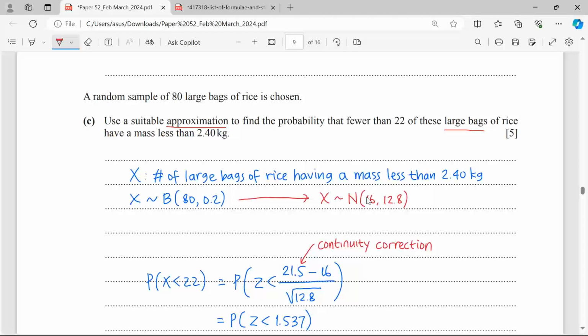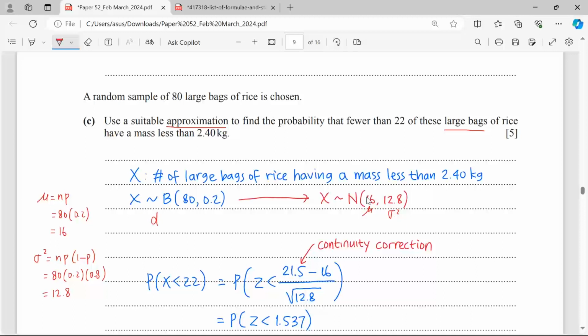For the mean here, you use the mean value for binomial. So mu is actually n multiplied by p, which is 80 multiplied by 0.2, and we get 16. So here the mu is 16. For the sigma square, for binomial, it is np multiplied by 1 minus p. So this is actually 80 multiplied by 0.2 multiplied by 0.8, and you will get 12.8. So this is the value for sigma square.